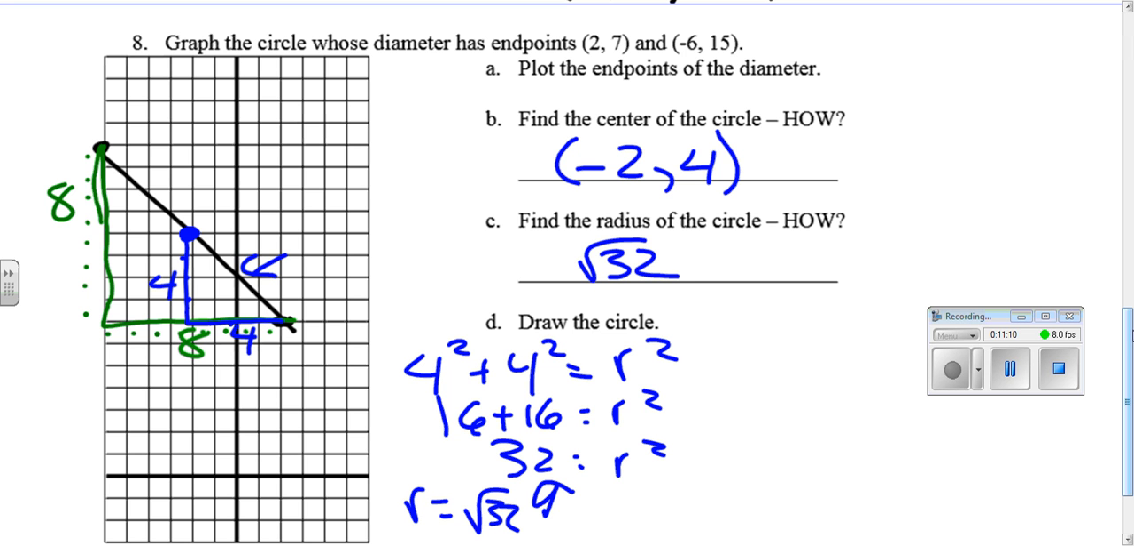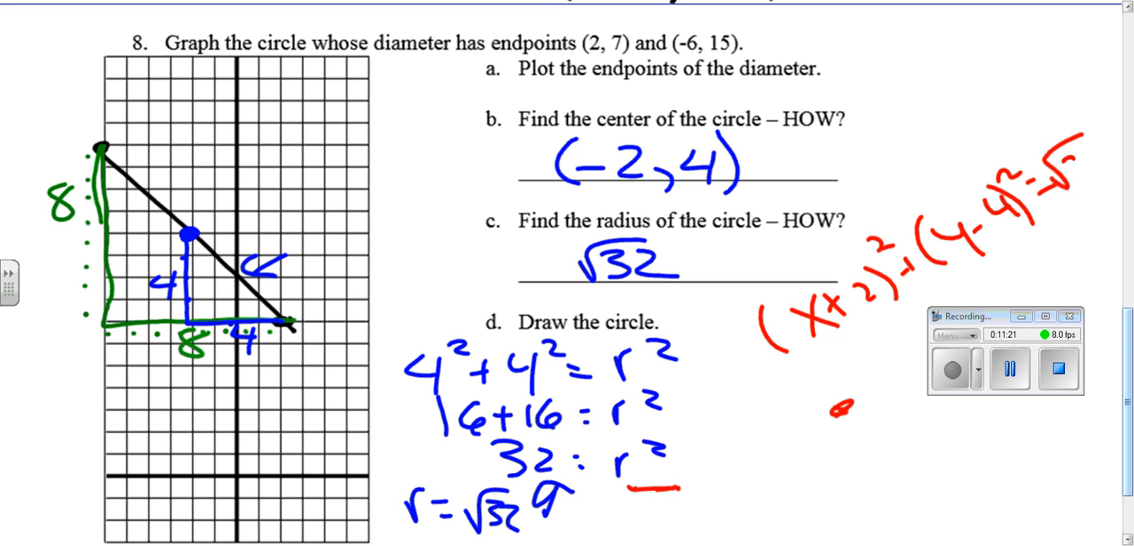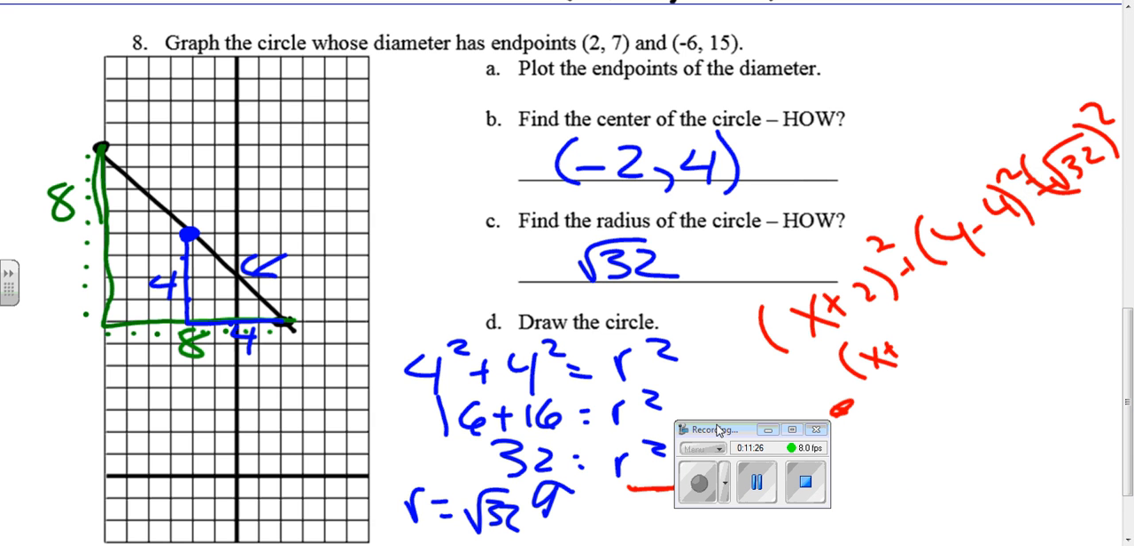So now we can write our equation. Our center is at (x plus 2) squared plus (y minus 4) squared equals the square root of 32, squared. So it ends up being (x plus 2) squared plus (y minus 4) squared equals 32. All right, the equation of our circle. So distance, length, midpoint, it's all coming back, guys. If you don't know it, you've got to know it.